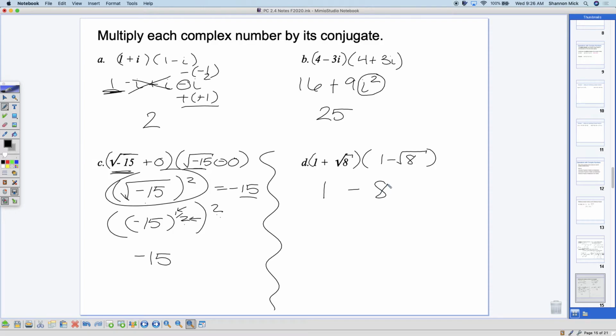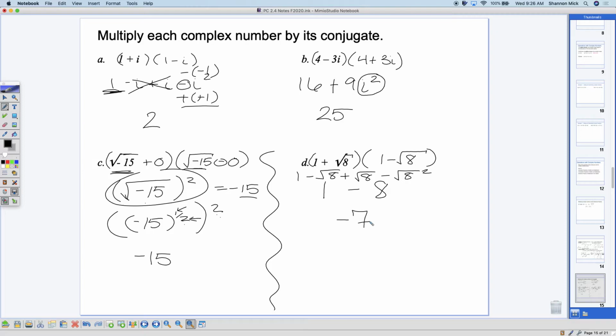I got 1. Wait, how did you get plus? Because I had 1 minus square root of 8 plus square root of 8 plus 8. It should be a minus because that's a negative square. So 1 minus the square root of 8 plus the square root of 8 minus the square root of 8 squared. So it's negative. Let's go, I got it.